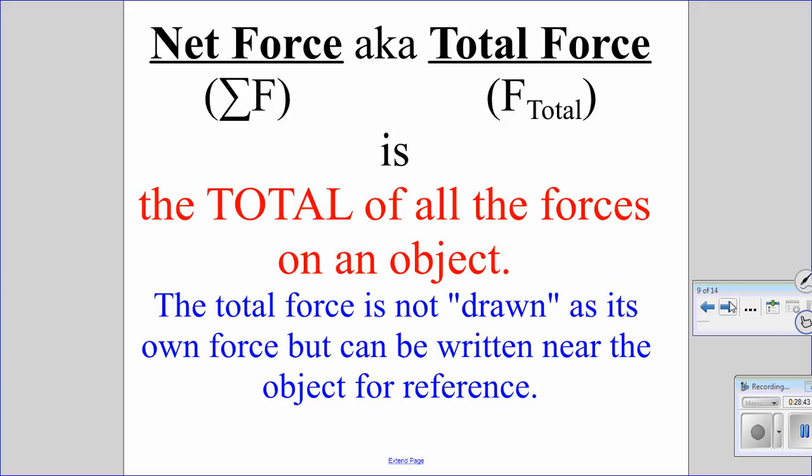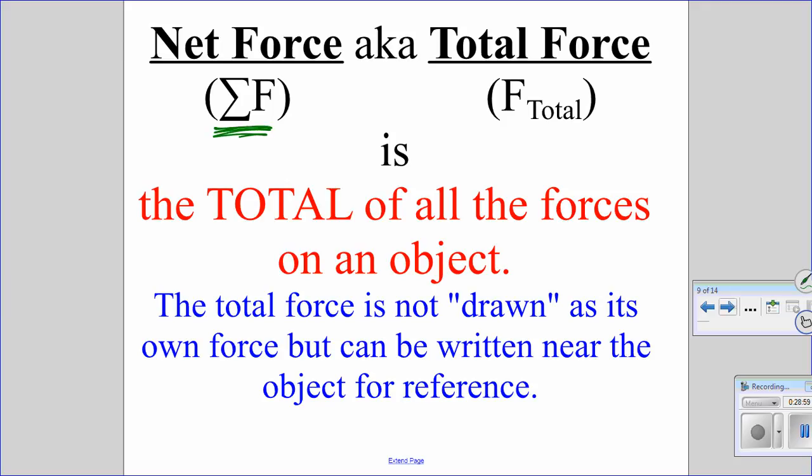All right, now, new definition. Net force, sometimes also known as total force. Depending on who your instructor is, you will see this presented both ways, so I'm going to present it both ways. Sometimes it's called net force.